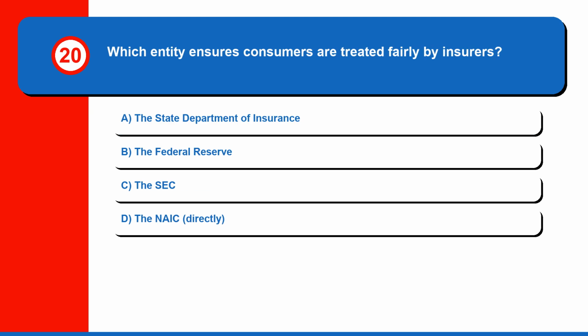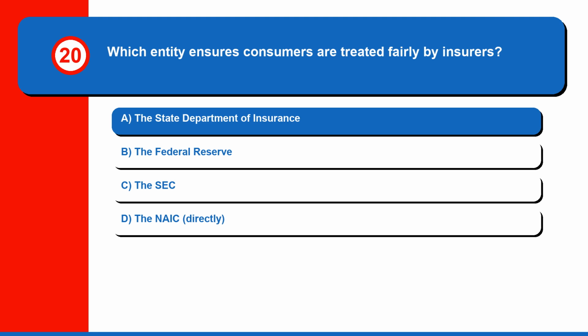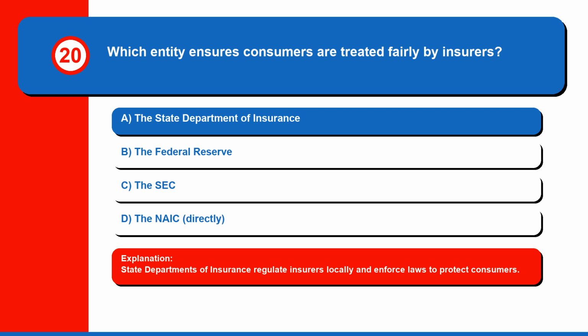Question 20. Which entity ensures consumers are treated fairly by insurers? A. The State Department of Insurance, B. The Federal Reserve, C. The SEC, or D. The NAIC, directly. The correct answer is A, the State Department of Insurance. State departments of insurance regulate insurers locally and enforce laws to protect consumers.